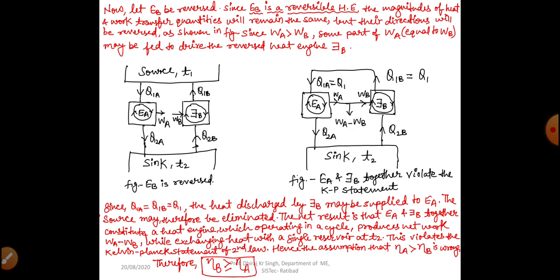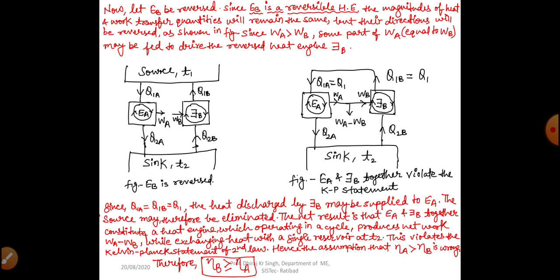Therefore, the efficiency of B will always be greater than the efficiency of A. So finally, what Carnot had said to us, the Carnot statement, is justified here: the efficiency of a reversible heat engine is always greater than the efficiency of an irreversible heat engine.